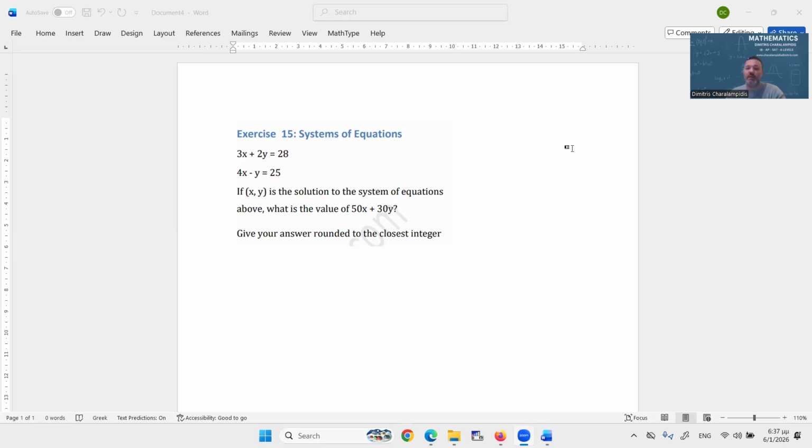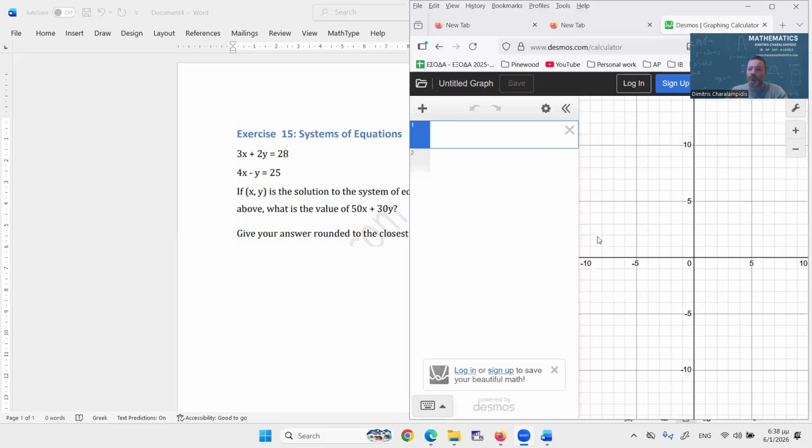This will give me the values of x and y respectively, and then I will plug them in this expression of 50x plus 30y. And finally, we need to round our answer to the closest integer. Okay. Bottom line, it's a system of equations. And in order to solve it, we will go to Desmos.